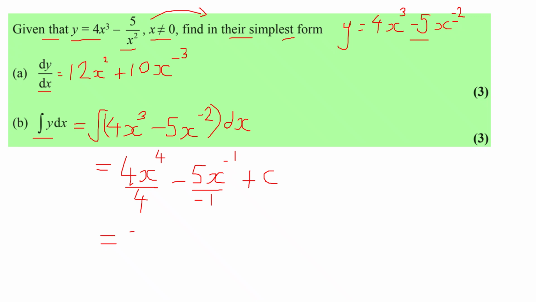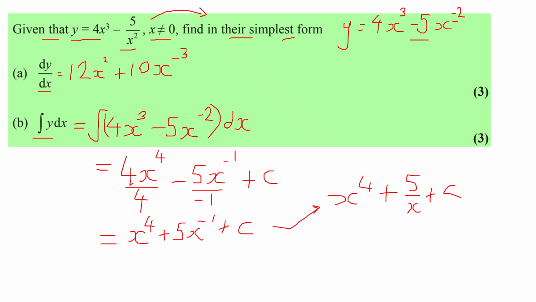I'm now going to tally this up. So 4 over 4 makes 1, so it's just x to 4, or 1x to 4. Minus 5 over minus 1 makes plus 5, x to the minus 1. We have the plus c. You can also, if you really want, write it in a similar form, so write it in the form of x to the 4 plus 5 over x plus c. That is also allowed. But I suspect for most students watching the video, they'll probably leave it in this format.